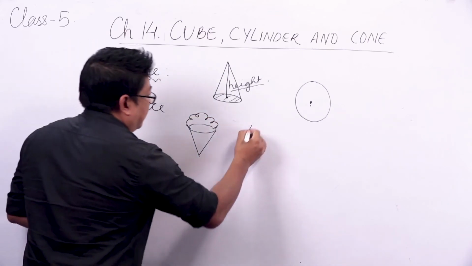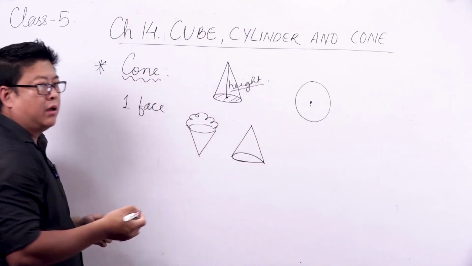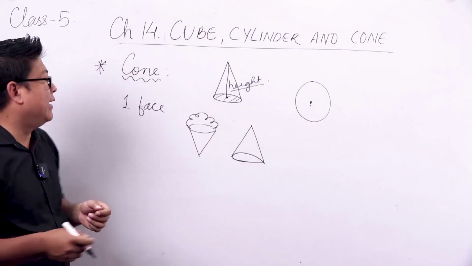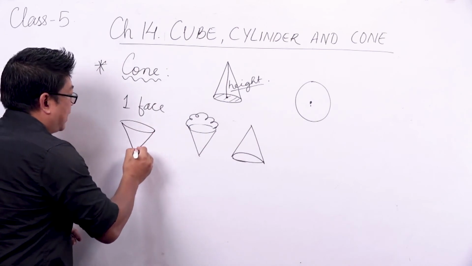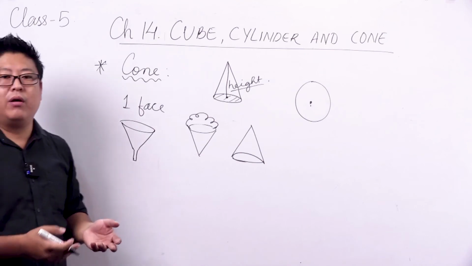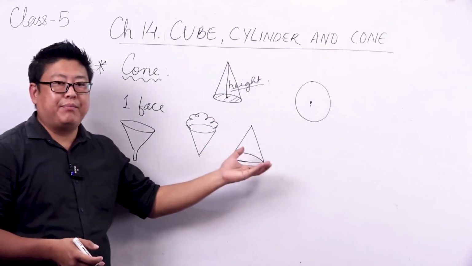And then there's a birthday party hat, or you can call it a joker's hat, right? Caps, which we use. And then there are funnels. Funnels are those objects we use to pour in water, or oil or any liquid. All right. So these are some examples of cone.